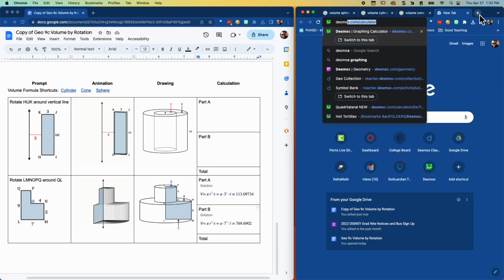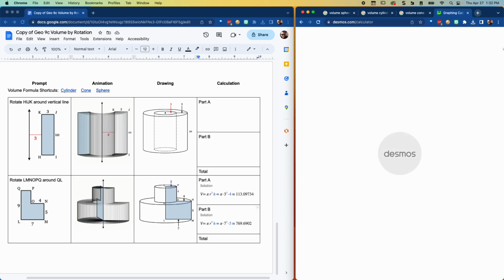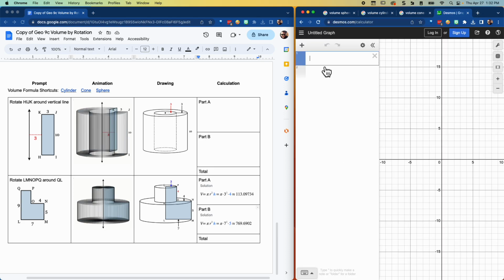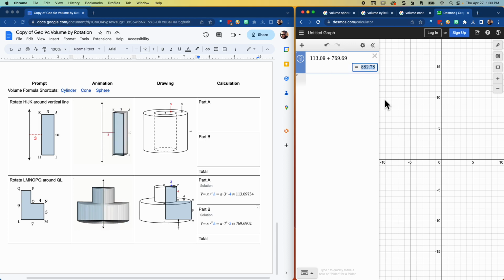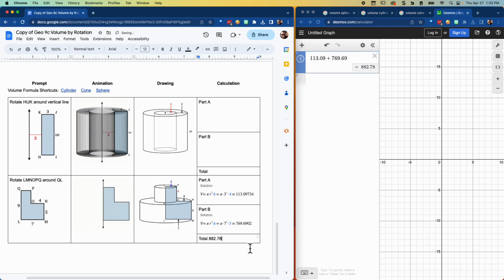We love our Desmos calculator. So I'll go ahead and type them in. It'll be 113.09 plus 769.69. And that gives me a total of 882.78. I can click on it, copy and paste, and there's my total.